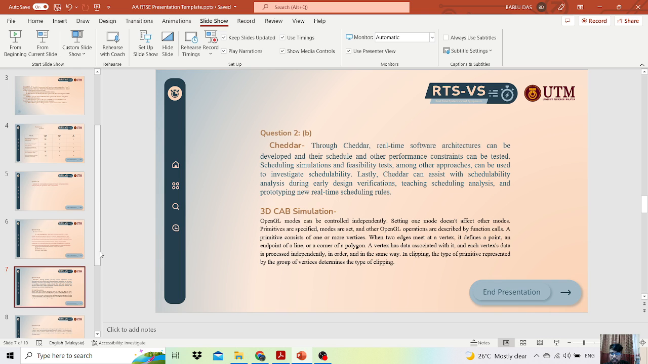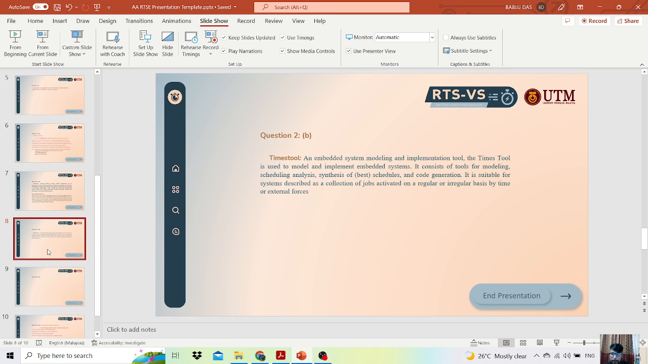The third one is the Times tool, an embedded system modeling and implementation tool. The Times tool is used to model and implement embedded systems. It consists of tools for modeling, scheduling analysis, schedule and code generation. It is suitable for systems described as a collection of jobs, effective for regular iteration based on timing constraints.